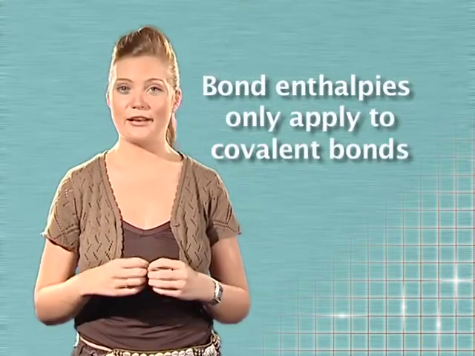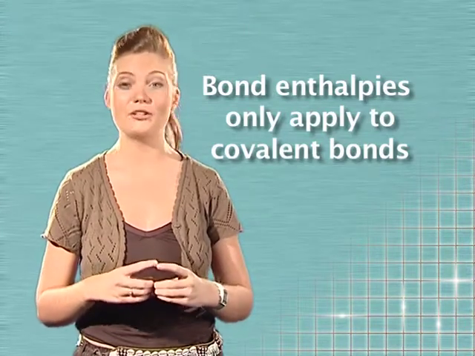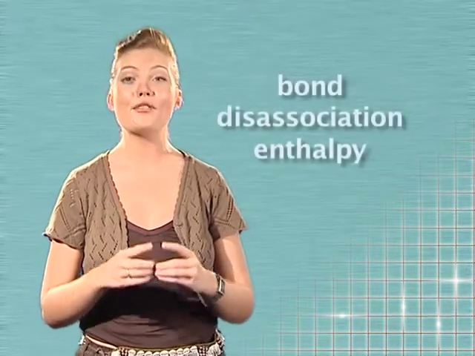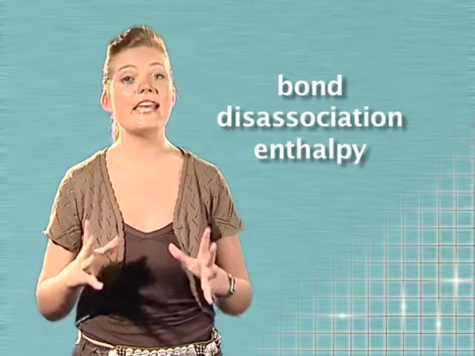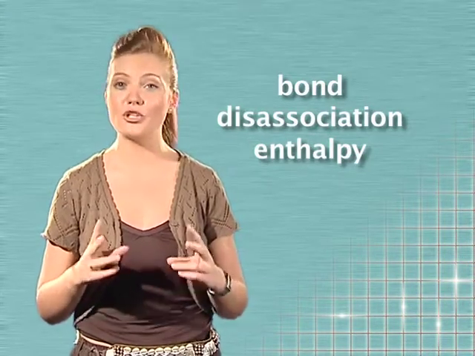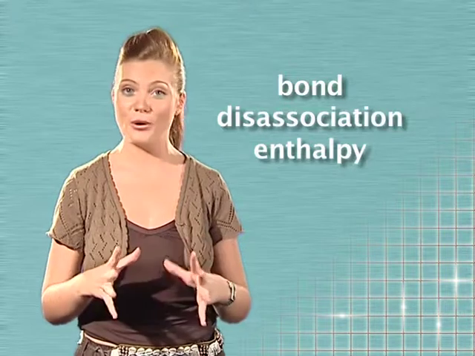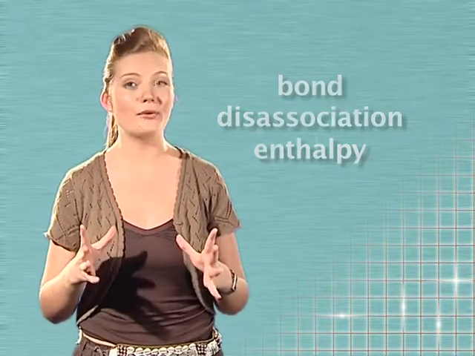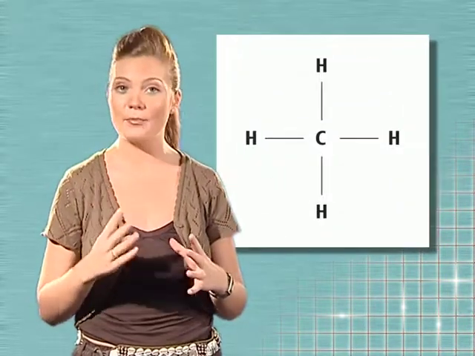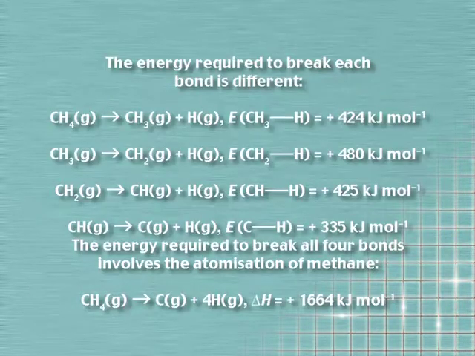Calculations involving bond enthalpies only apply to compounds containing covalent bonds. The bond dissociation energy is the energy that must be absorbed to separate two atoms in a particular covalent bond. But even in a molecule like methane, which contains 4 carbon-hydrogen bonds, the energy required to break each bond individually is different. So, we must use the mean bond enthalpies in our calculations. However, for diatomic molecules such as chlorine, we can use the bond dissociation enthalpy.